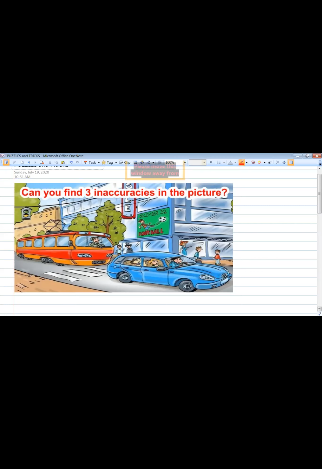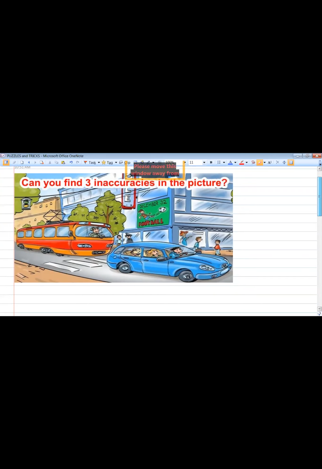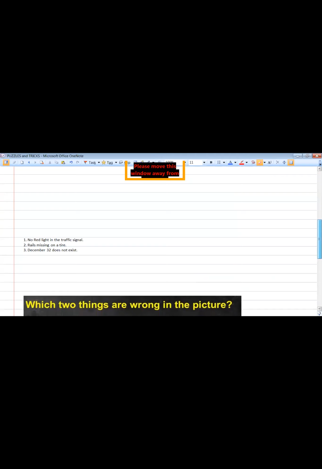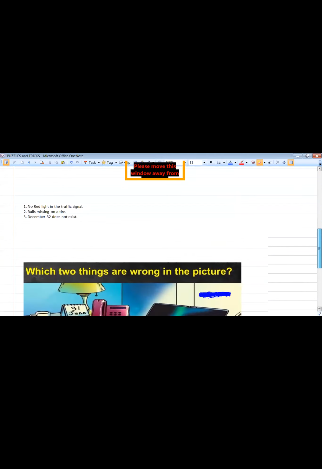This December 32 is there, no? December 32 is not existing. It is not at all possible. And here the wheel, this wheel. And what about the third one? Here, this red light is missing. Got it? So this one, December 32, and this and this. Got the point? Okay, let's go for the next question. So the answer is: no red light in the traffic signal, rails missing on a tire, December 32 does not exist.